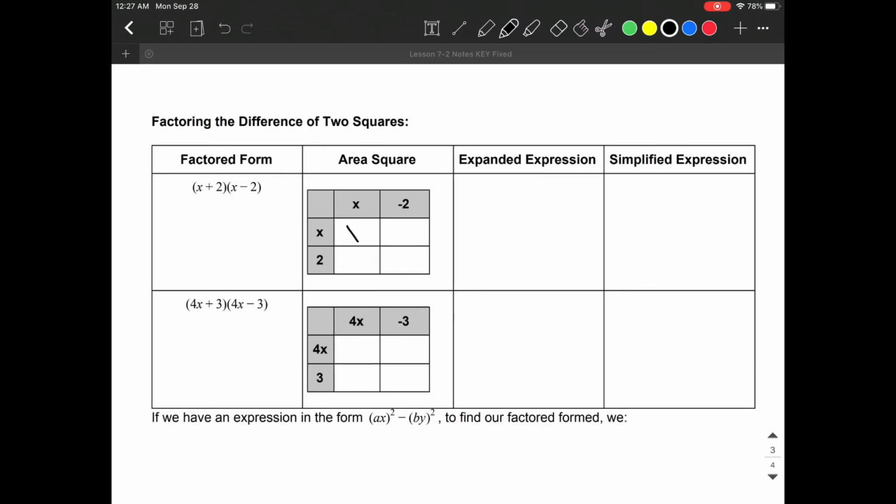I have x times x is x squared. x times 2 is 2x. Negative 2 times x, negative 2x, and negative 2 times 2 is negative 4. Expanded expression, I'm just adding all of these up. I get x squared plus 2x minus 2x minus 4. And then the simplified expression, I'm collecting those middle terms. Collectively, they are equal to 0, so they cancel each other out. And I'm left with just x squared minus 4.